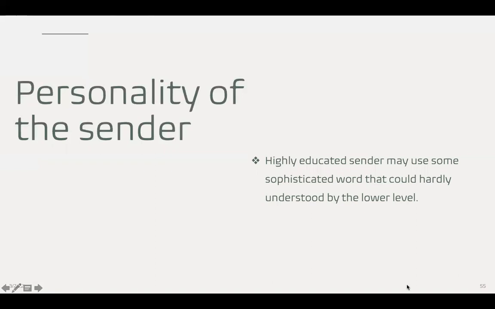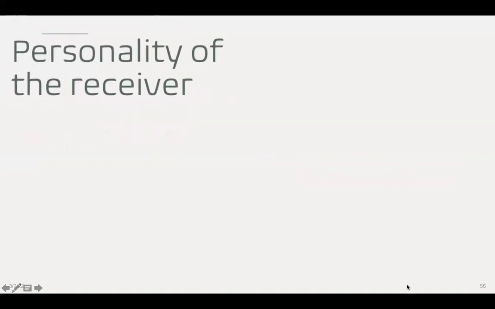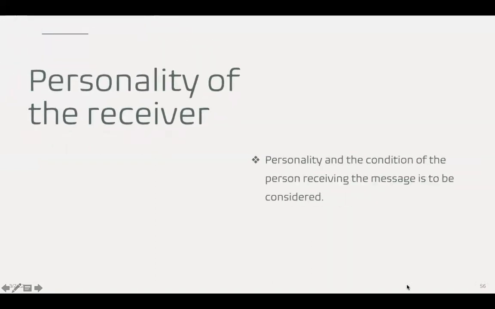in his communication. Next, we have also personality of the receiver. Again, the personality and the condition of the person receiving the message is to be considered. If the receiver is in mourning due to the death of a family member, then there is the tendency that he, for the meantime, could hardly receive instructions well as distracted by his problem.